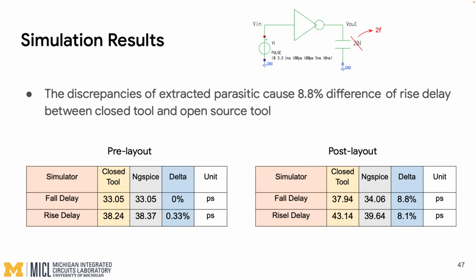So I simulated again with a different loading. In this slide, I replaced the 20 femto with 2 femto to see how the simulation result changes due to the change in loading value. You can see a larger difference when I replace the loading with a smaller one. It gives us about 8.8% of difference between the open source tool and the closed tool.